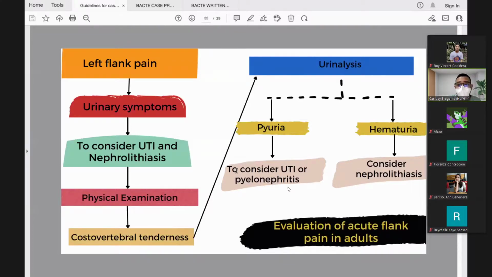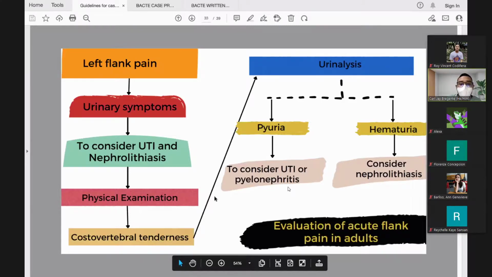So how do you do your differential diagnosis until you come up with the actual diagnosis? You do a conceptual framework. First, here is the major chief complaint, left flank pain. Then the patient also has urinary symptoms, so you consider UTI and nephrolithiasis, or renal stone. Then physical examination is done. The patient reveals costovertebral tenderness of the abdomen.